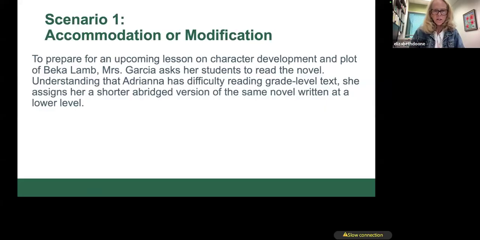That is a modification. We've provided that student with a low-level way to access the material, to be in the class with everyone else. They can talk about the story on their level, but it's not the same complexity. That's why I originally made it that level. You're absolutely correct, it is a modification. I hope that explanation helped a little bit. Thank you, that's correct.